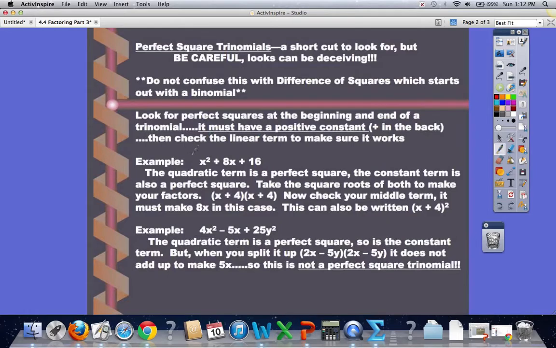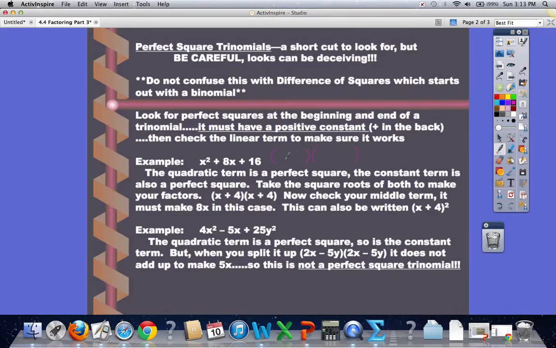For example, let me change my color over here. All right, so x squared plus 8x plus 16. This quadratic term is a perfect square. X squared can be split up evenly. The constant term in the back, the 16, is also a perfect square. If that's the case, then see if it'll work in this pattern. You take the square root of the x squared term, and you take the square root of the 16 term, and then you split it up into two binomials.